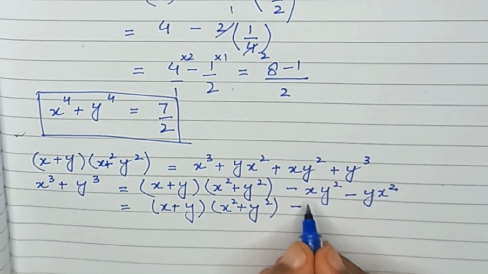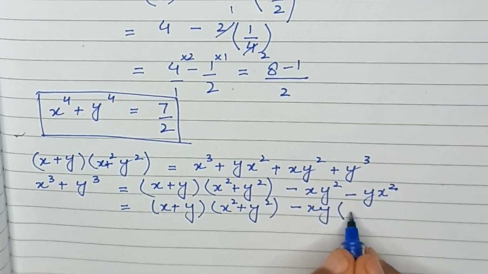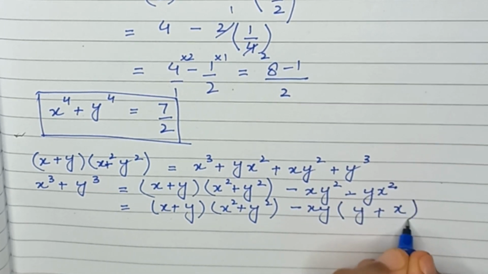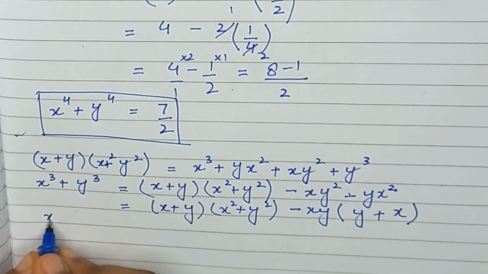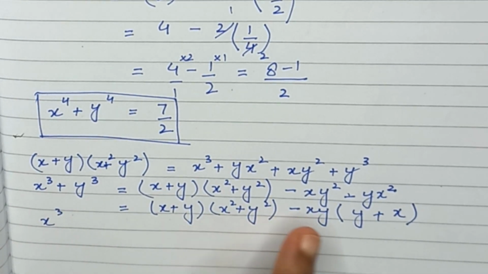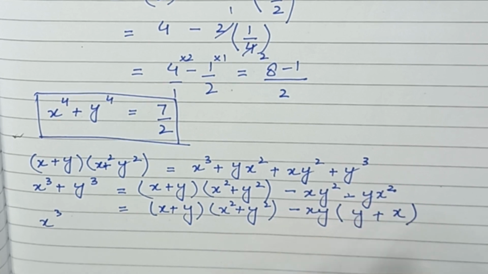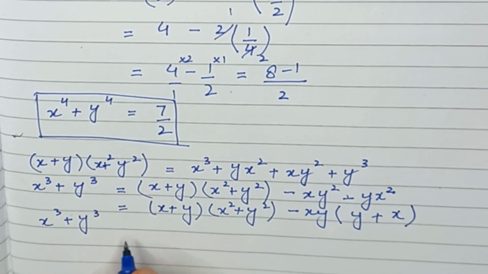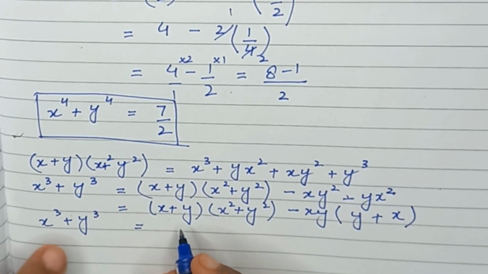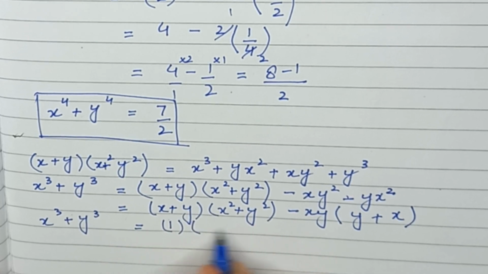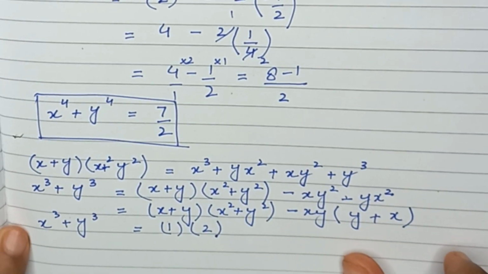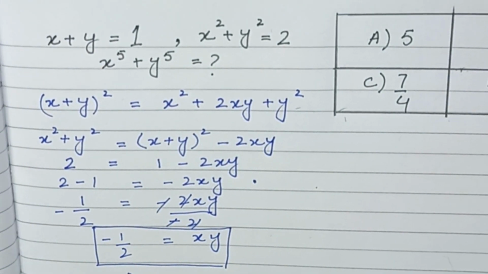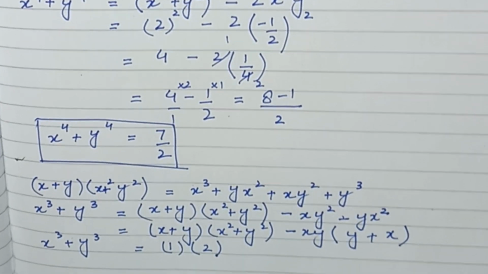From here, negative is common and xy is also common. So it will be equal to y, negative into negative will become positive, and this divided by this will be equal to x. And we know the values of x plus y, x square plus y square, and xy, and y plus x is the same as x plus y. So we will substitute the values here and find the value of x cube plus y cube. So x plus y is equal to 1, x square plus y square is equal to 2, as we can see here, and xy is equal to minus 1 divided by 2.